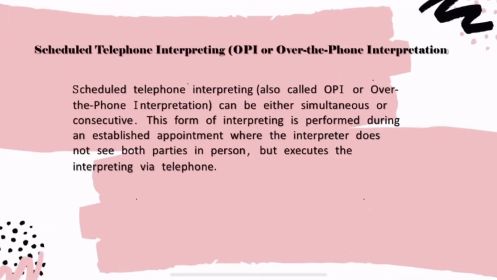Scheduled telephone interpreting, OP or over-the-phone interpretation. Scheduled telephone interpreting, also called OP or over-the-phone interpretation, can be either simultaneous or consecutive. This form of interpreting is performed during an established appointment where the interpreter does not see both parties in person, but executes the interpreting via telephone.